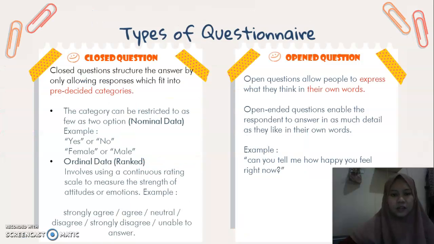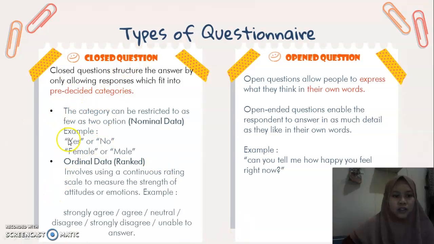Next, those are the types of questionnaires, which are divided into two. First is closed question, and second is open question. For closed question structure, they answer by only allowing responses which fit into pre-decided categories. So it means in a closed question, our respondent only has limited options for answering our question.